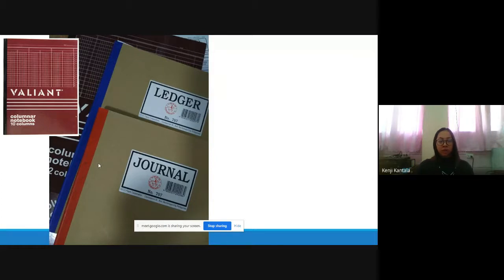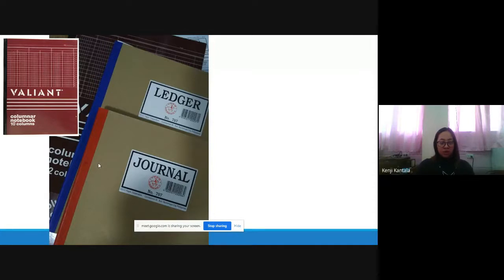So, ang recommended na gamitin is your 10 columns. So, available to sa mga suppliers ng school supplies. So, you need two columnar notebooks. That is for the cash disbursement journal and for your cash receipts journal. So, all in all, you are supposed to have 4 books. So, 1 ledger, 1 journal, and 2 columnar notebooks.